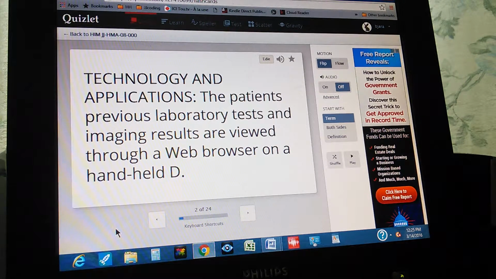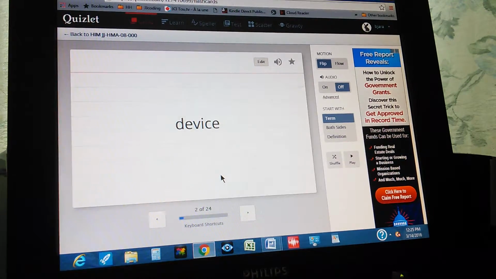Technology and applications. The patient's previous laboratory test and imaging results are viewed through a web browser on a handheld D. Right. This is an example of how technology and applications are used in a healthcare setting, because the patient's previous labs are viewed through a web browser and a handheld D. What's D? Handheld device. Yes. Okay.